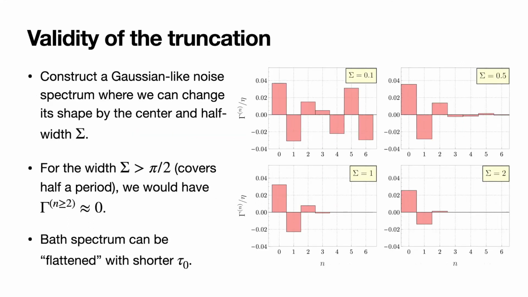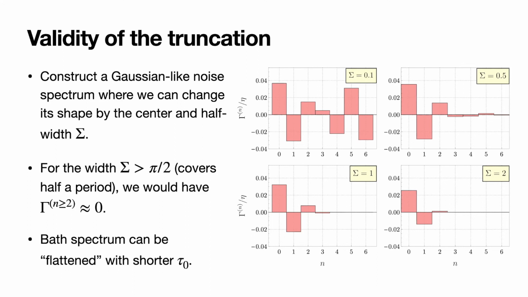We further studied an example of a Gaussian-like spectrum. Its shape can be changed by varying its center and spread sigma. The decoherence functions for several different half-base sigma are shown in the figure here. As you can see, as the Gaussian peak gets flatter, the higher order decoherence functions get smaller and smaller. A reasonable approximation is that for sigma larger than half pi, we would have all the decoherence functions approximate to 0 for n greater than 2. This is somewhat expected as half pi is at least half of the period of the oscillatory trigonometric function for n greater than 2. Therefore, the integrand would cancel out.